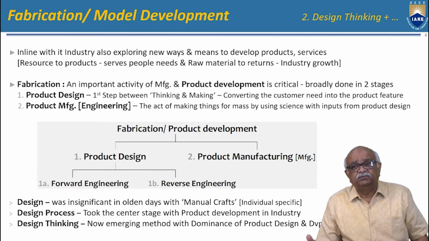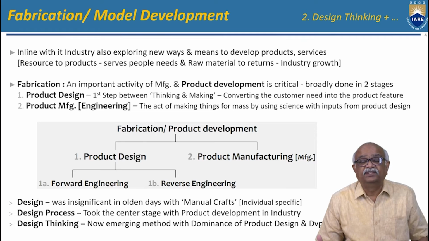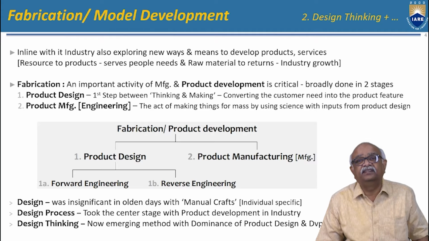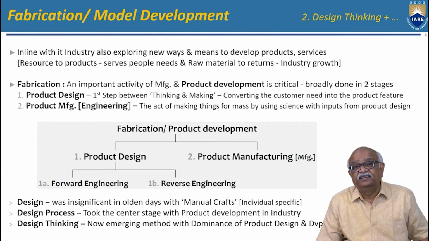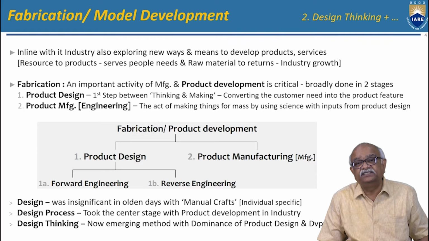When you are exploring a lot of ways and means to develop products, industry is always interested in raw material to returns, and people are interested in resource to products. Both were served by the industry with the help of the inventor and commercialization, which are done by the entrepreneur and industry. The inventor has become very important, and fabrication and product development has become the major critical activity, because all other things are only ideas, but fabrication, product manufacturing, and product design are the real physical, material elements which are going to reach the customer.